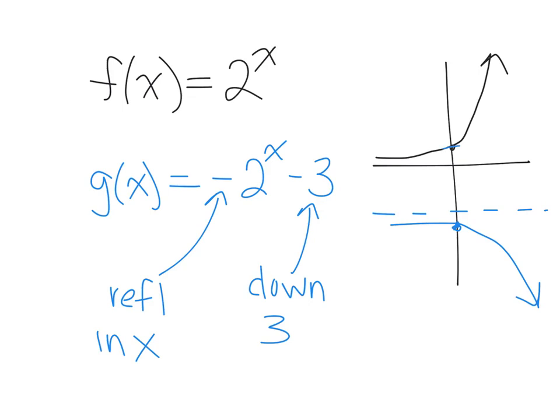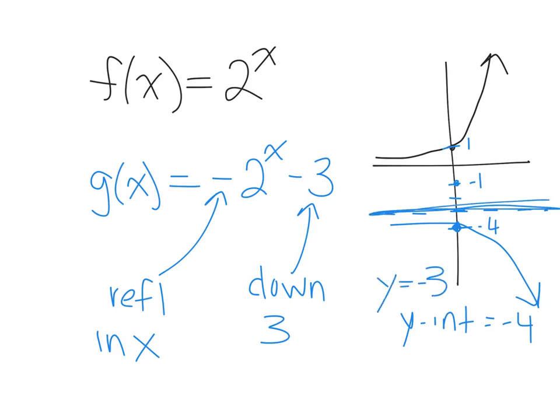So I know if my original y-intercept was at 1 and it got reflected, that would make it at -1, and then it shifted down 3 spaces. So 1, 2, 3. So that's 1, 2, 3, 4. So my new one's going to be -4. So I know my new y-intercept is -4, and therefore my asymptote is right here at y equals -3. So pretty much that number is giving us our asymptote. And our y-intercept you could just get by plugging in 0 for x.